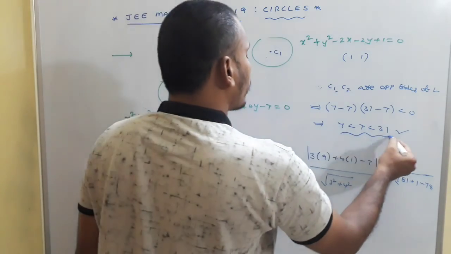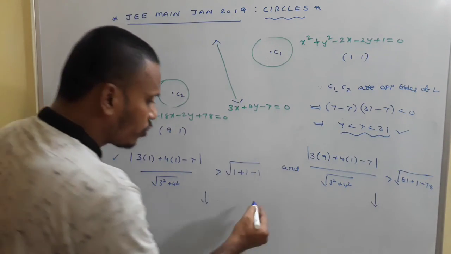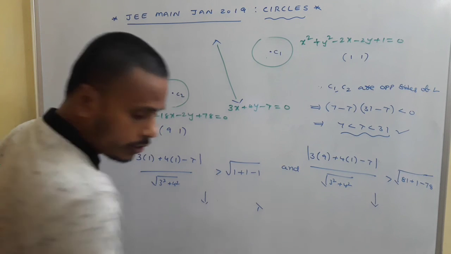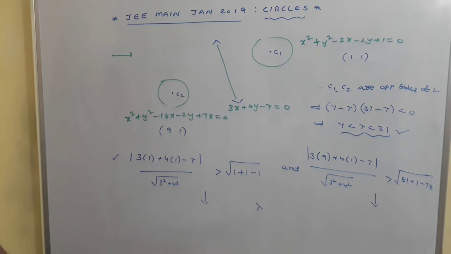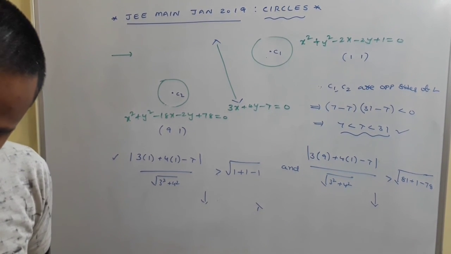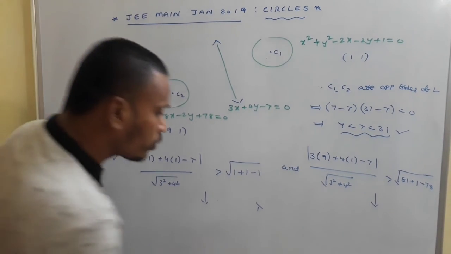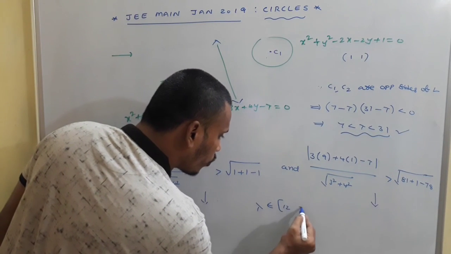And already we have a certain restriction on lambda. When you combine these two, at the end what is your answer for the problem? 12 to 21 actually, as given in the options. If you check your options, your possible values of lambda are 12 to 21.